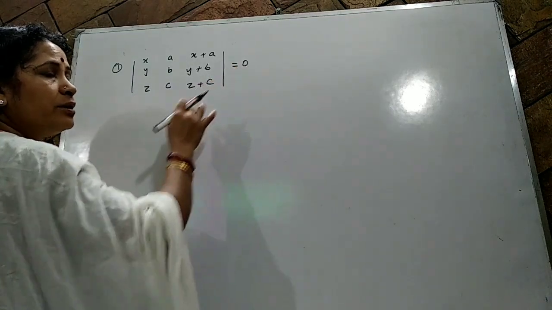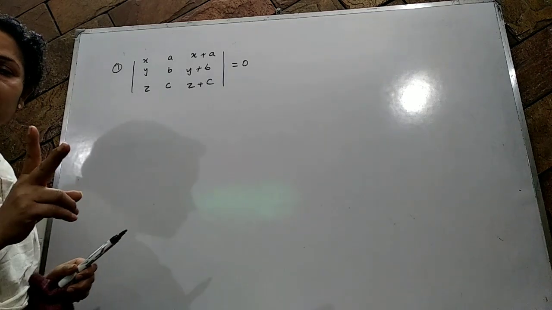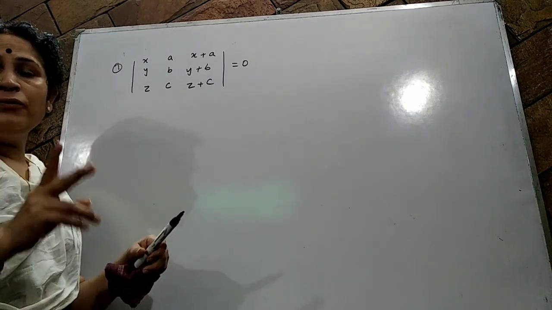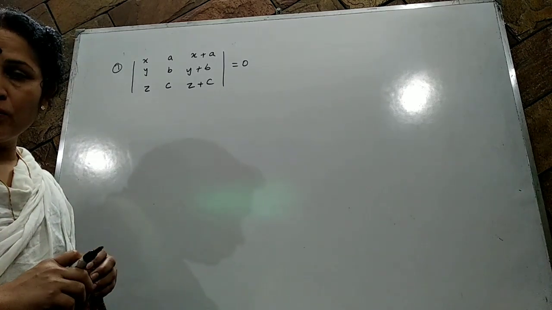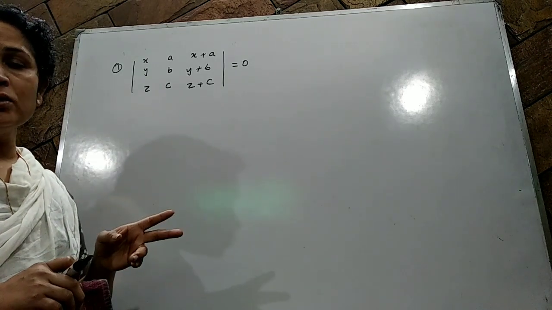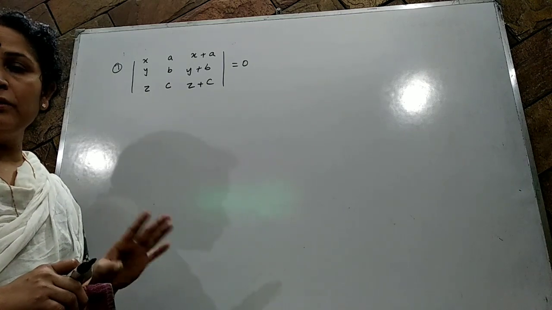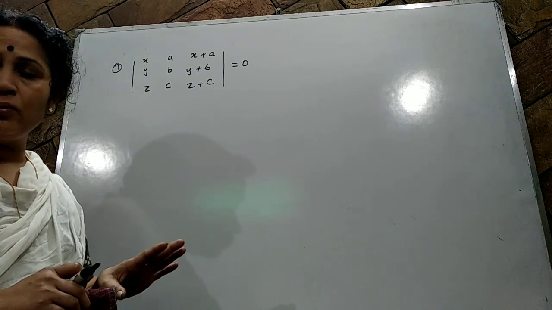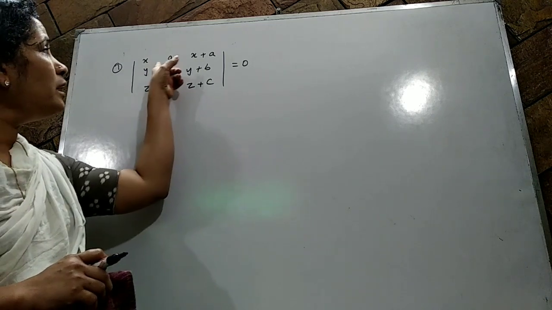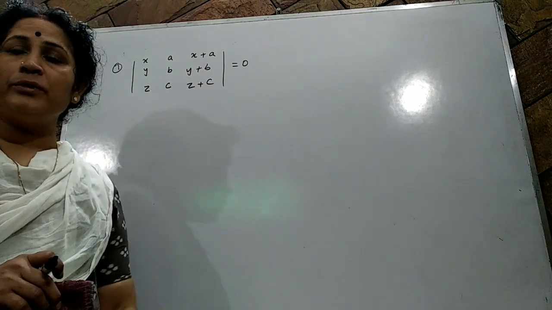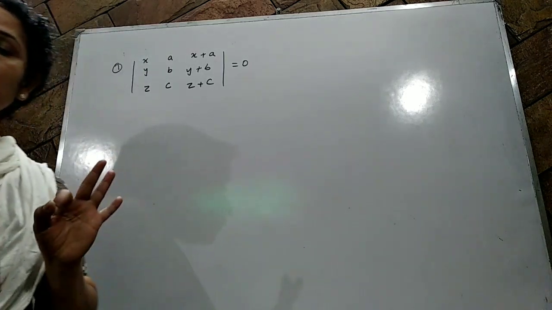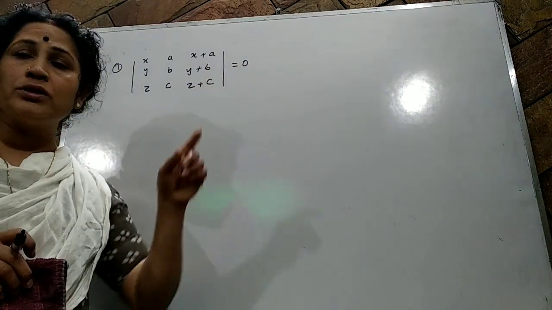See, the value of the determinant is 0. We can use these properties. Number 1, if any 2 rows or columns are identical, then the value of determinant is 0. Number 2, if any 2 rows or columns are proportional, then the value of determinant is 0. Number 3, if any row or any column has all elements 0, then the value of determinant is 0. So there are 3 possibilities I told you for equal to 0.